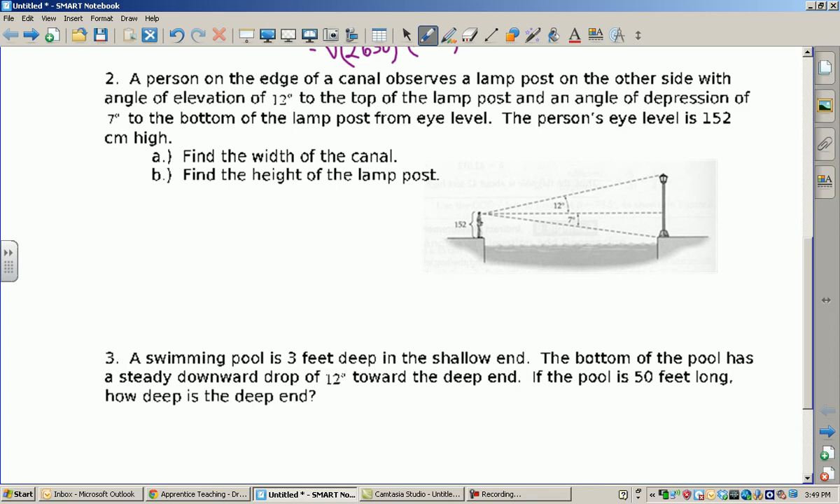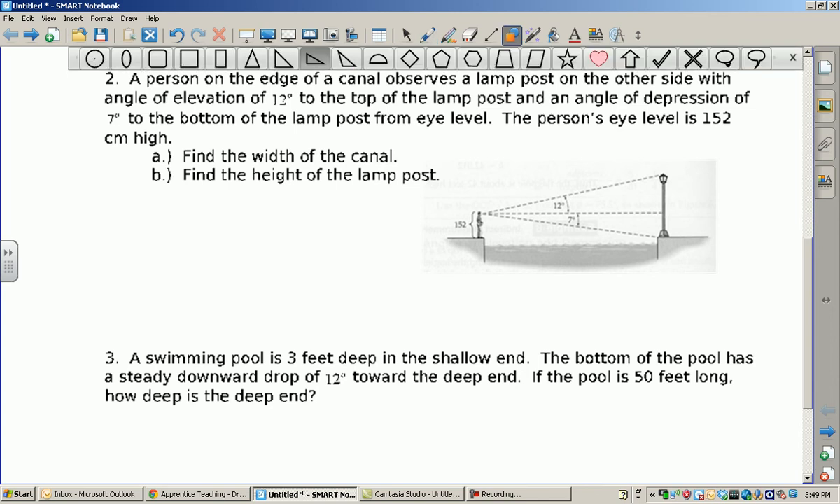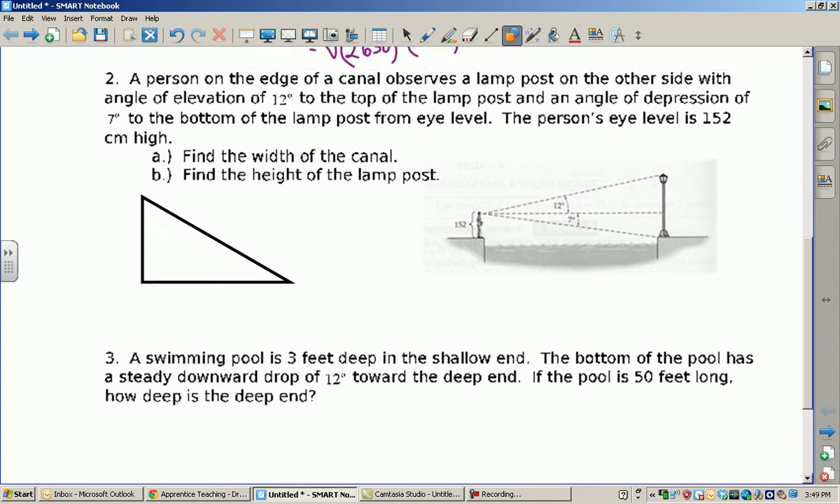the width of the channel. The width of the channel is going to be given by that triangle that we see, which I'm going to reproduce down here as a shape, which will be right here. Okay, so there's my triangle, and my long leg will be x. We know the height of the man is 152 centimeters. He makes a right angle with the ground because he's standing straight up.